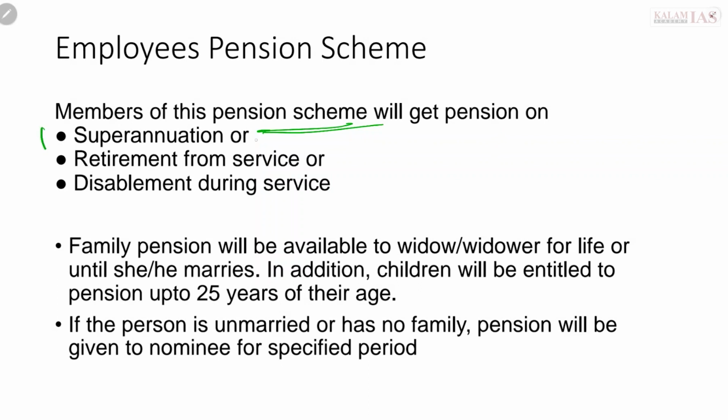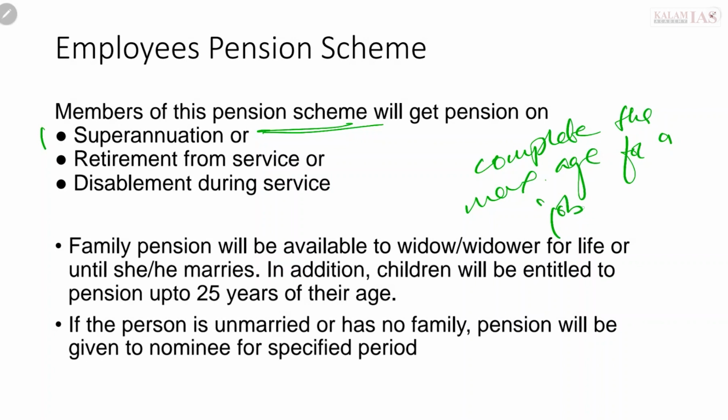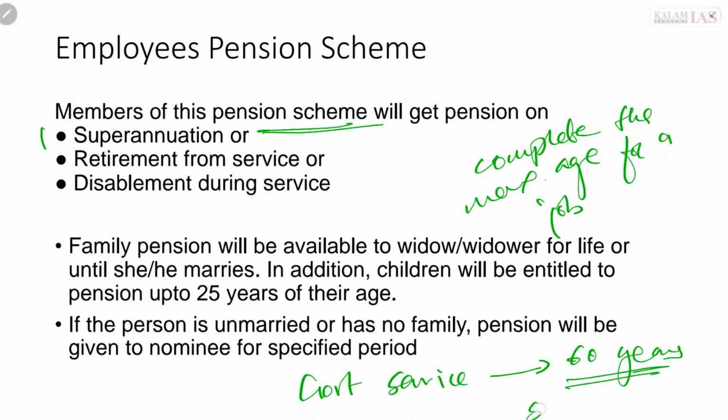Firstly, superannuation, which is when you complete the maximum age for a job. For example, in government service, it is 60 years, after which you superannuate. The second is retirement from service, such as the voluntary retirement scheme. Even if you take that, sometimes you are eligible for pension scheme.